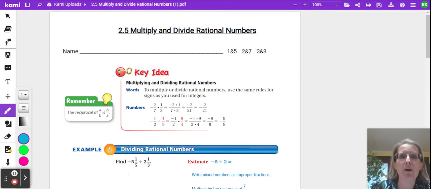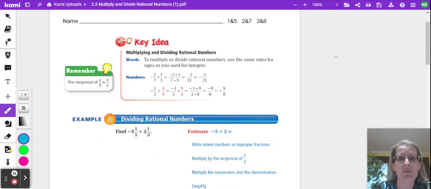Today we're going to be talking about multiplying and dividing rational numbers, and just like the other skills, we're going to be using our same negative number skills for integers that we used for fractions and decimals. So here's just a review. When you multiply decimals, you just multiply across. When you divide, you have to divide by the reciprocal: copy, change, flip.